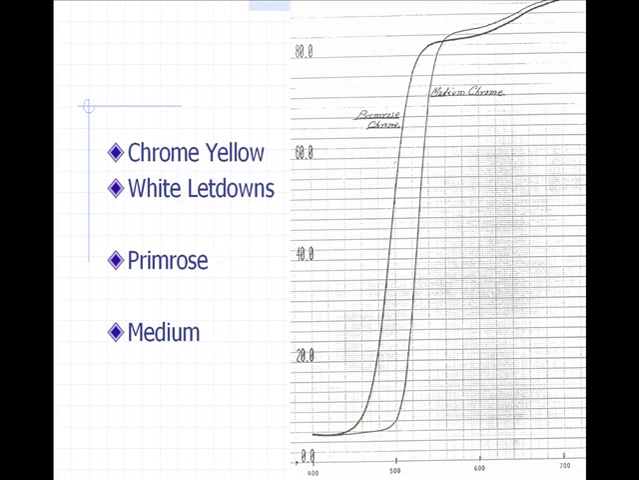Chrome yellow is another pigment that has two different shades associated with it. We have primrose chrome yellow and medium chrome yellow. And again, the shape of the curves is very similar, but the position of the inflection point is shifted slightly to the right for the medium chrome compared to the primrose chrome. It gives us a different undertone, or a different shade. Again, they're both yellows, but one is a little bit different yellow than the other one.